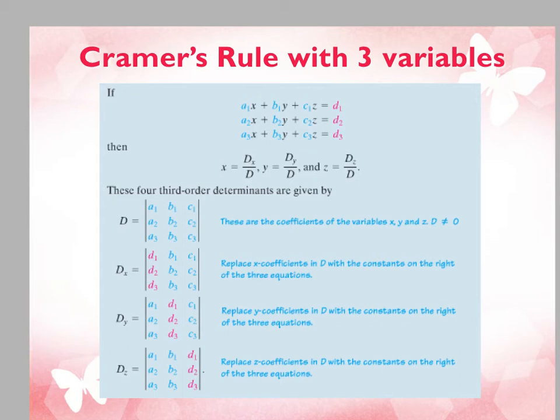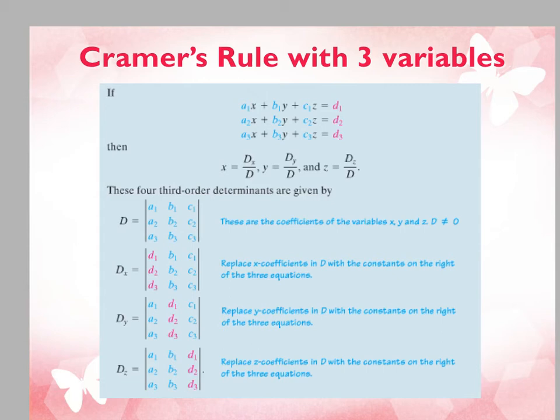So the same process happens. You're going to take your initial system, you're going to rewrite it as a matrix, and then your D value comes from the x's, the y's, and the z's. The D sub x, I take out the x and put the constants in that first column. The D sub y, I take out the y's and put the constants in that column. And then the D sub z, I take out the z's and I put the constants in that column.